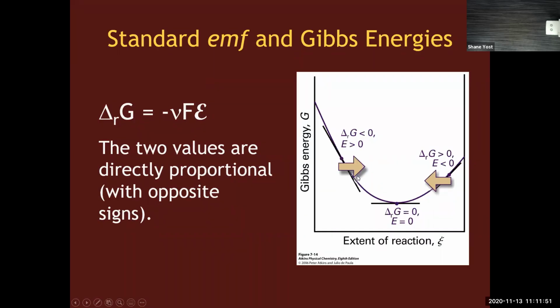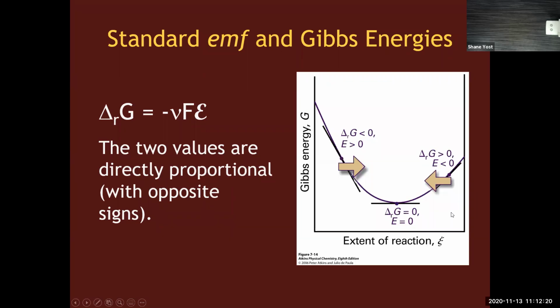And so this negative sign means that when delta G is less than 0, the cell potential is greater than 0, and you have a spontaneous reaction. When delta G equals 0, the cell potential is equal to 0, and you're at equilibrium. And when delta G is greater than 0, the cell potential is less than 0, and that's a non-spontaneous reaction in the forward direction, but spontaneous in the reverse.